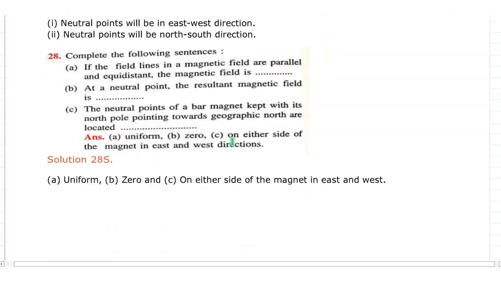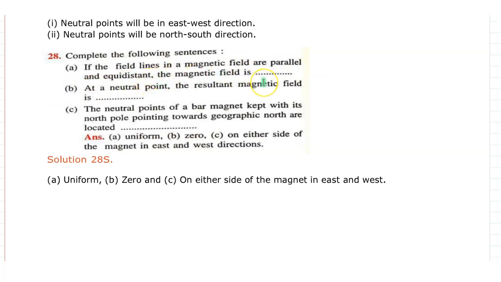Complete the following statements. If the field lines of a magnetic field are parallel and equidistant, then the magnetic field is called a uniform magnetic field. At a neutral point, the resultant magnetic field is 0. The neutral points of a bar magnet kept with its north pole pointing towards the geographic north pole are located on either side of the magnet, in the east and west. Answers are also given here.